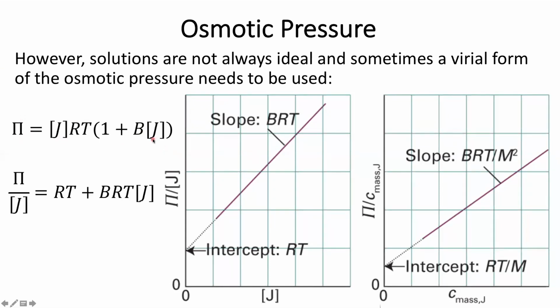In order to do this, I'm going to try and simplify the system by dividing both sides by the molarity of the system. And in this case, I'm going to plot the osmotic pressure over the molarity of the system, and this is going to give me an intercept of RT and a slope of BRT times, again, the molarity of the system. So I'll plot molarity versus osmotic pressure over molarity. And from this, I can essentially get the non-ideality of the system.